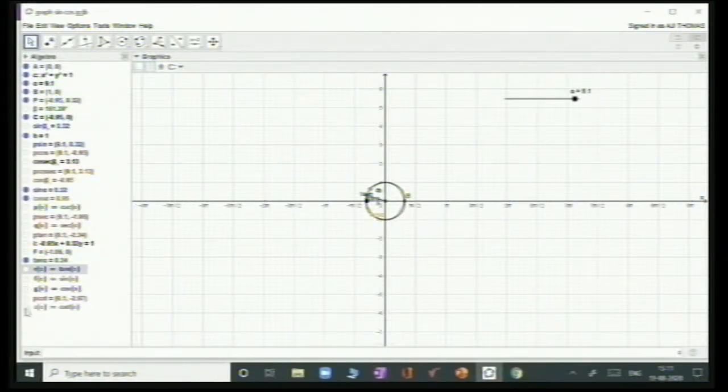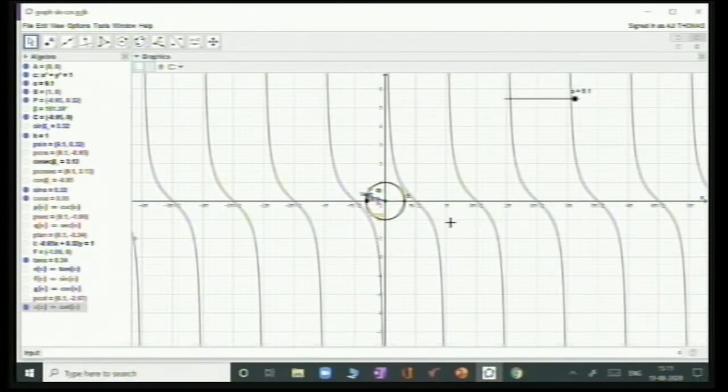If you want to see cot, this is how cot looks like. Now cot, what is cot? Cot is the ratio of cos over sine. So this means that wherever sine is 0, it will not be defined. So where is sine 0? Sine is 0 at 0, sine is 0 at pi, sine is 0 at 2 pi. So sine is 0 at all the integral multiples of pi. So this is the cot function. This is how the cot function looks like.